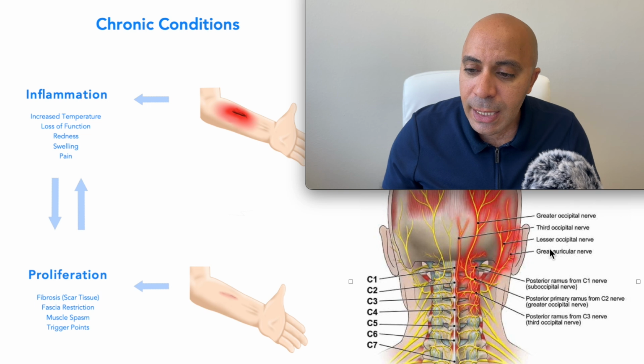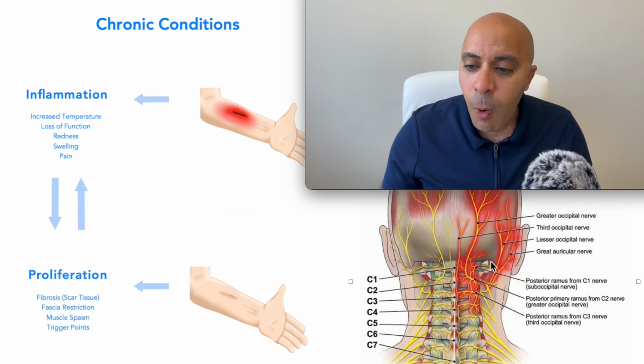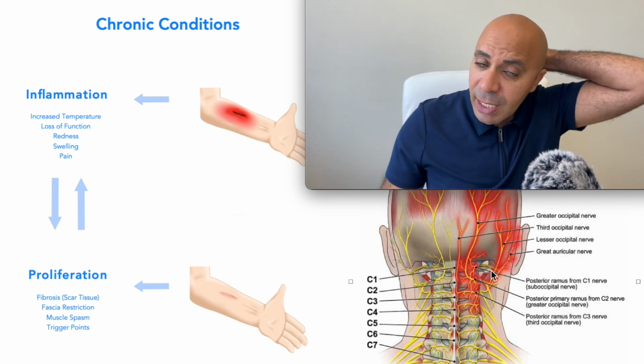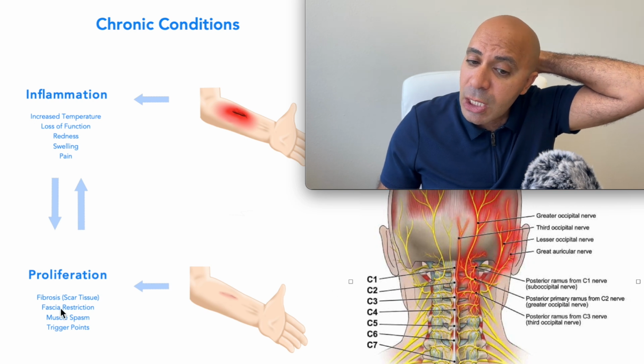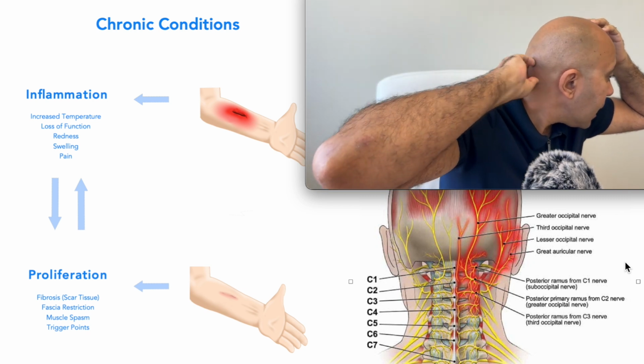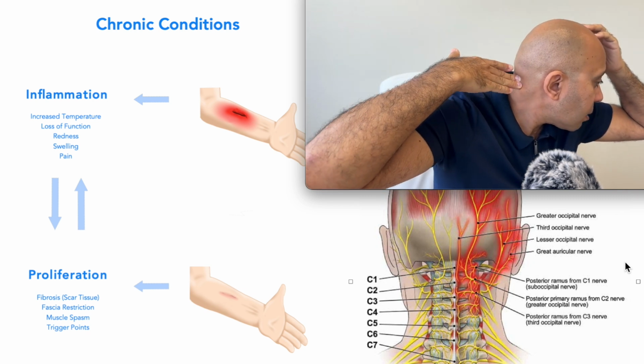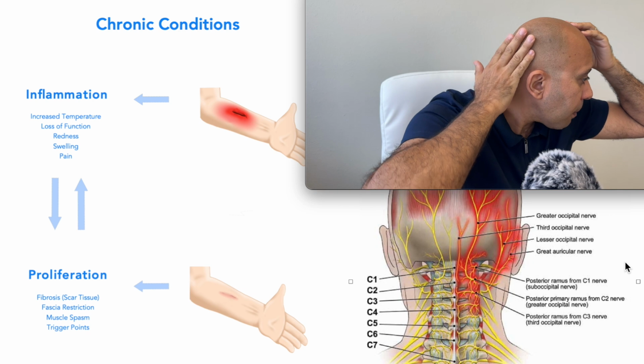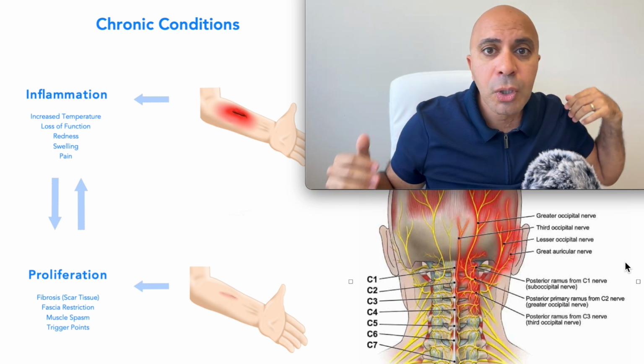And as you see here, this is a very small area. If you have any inflammation, any fibrotic tissue, fascial restriction, or muscle spasm in here, it's going to compress that nerve and cause sharp shooting pain going up to your eye.